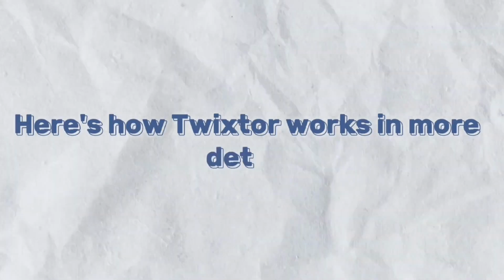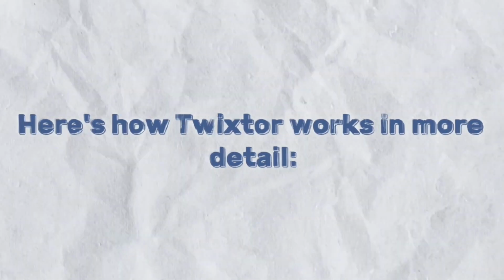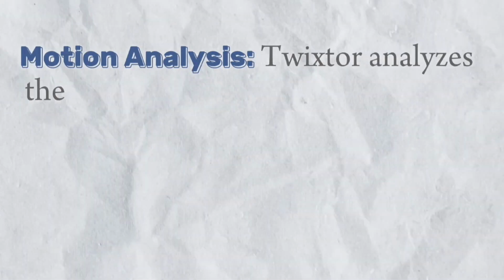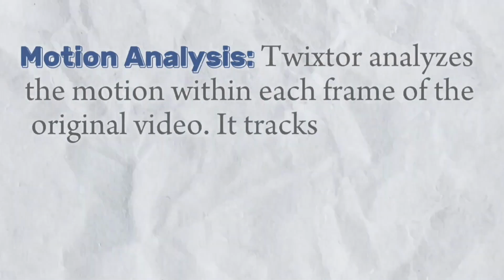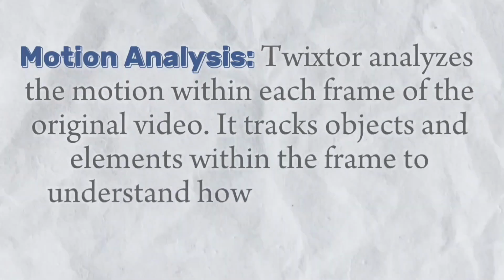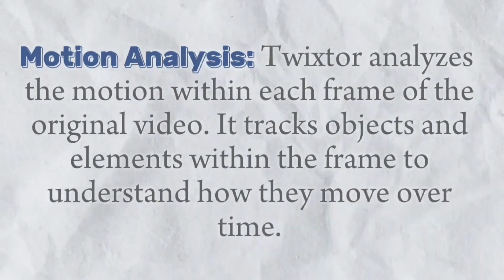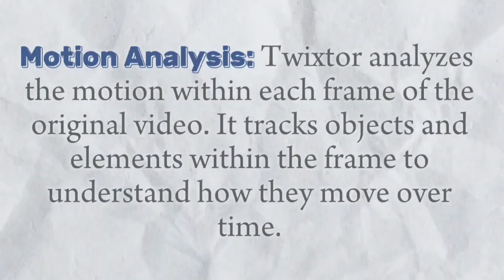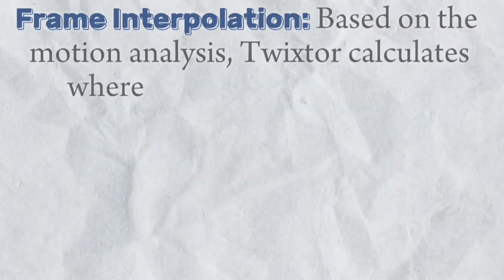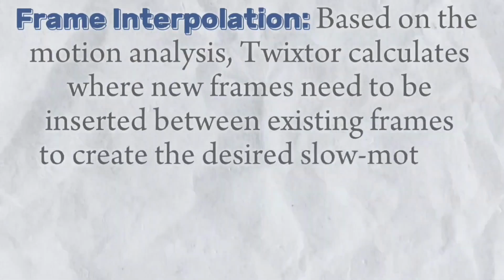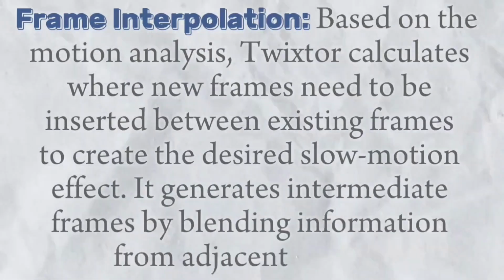Here's how Twixtor works in more detail. Motion analysis. Twixtor analyzes the motion within each frame of the original video. It tracks objects and elements within the frame to understand how they move over time. Frame interpolation. Based on motion analysis, Twixtor calculates where new frames need to be inserted between existing frames to create the desired slow motion effect.